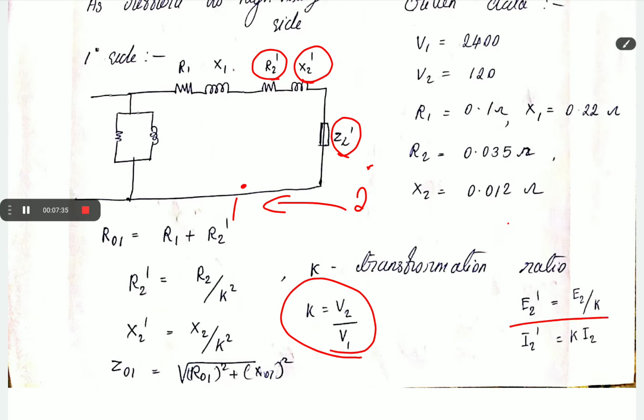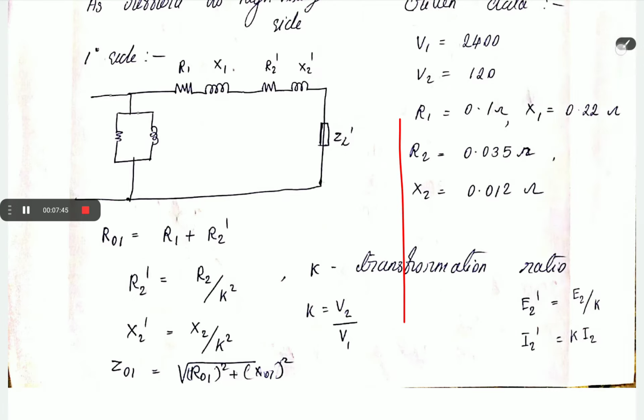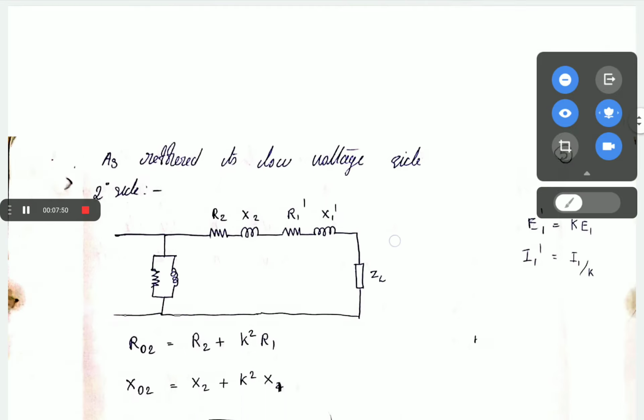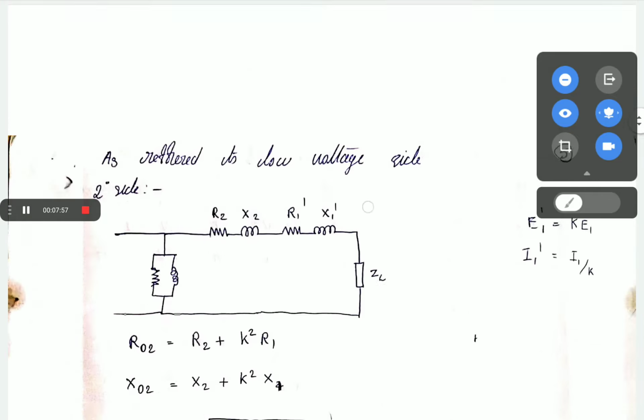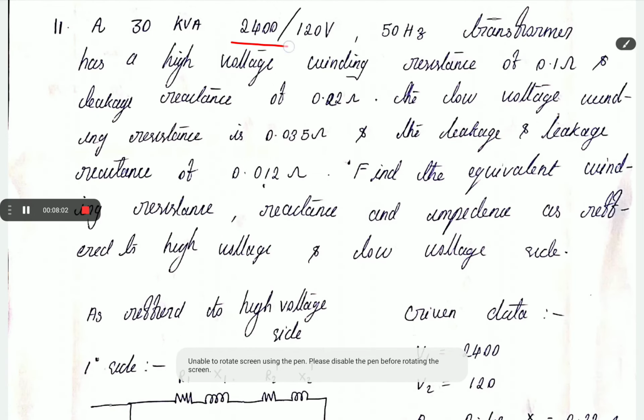If voltage is transferring from secondary to primary, divide by K. If current is transferring, then multiply it by K. Then the same thing, the reverse will be happening in as referred to low voltage side parameters. Now, as referred to low voltage side, our transformer is 2400 by 120 volts. So this is the low voltage side, the secondary side. So we have to transfer the parameters to the secondary side.